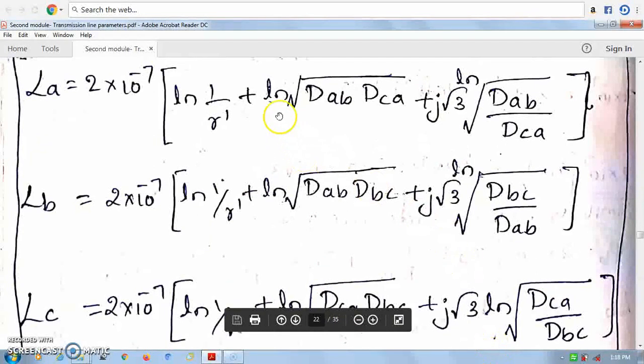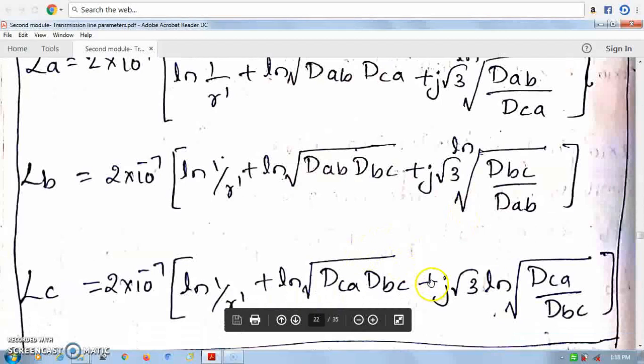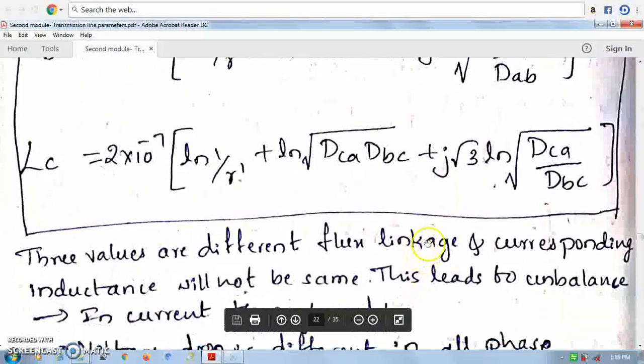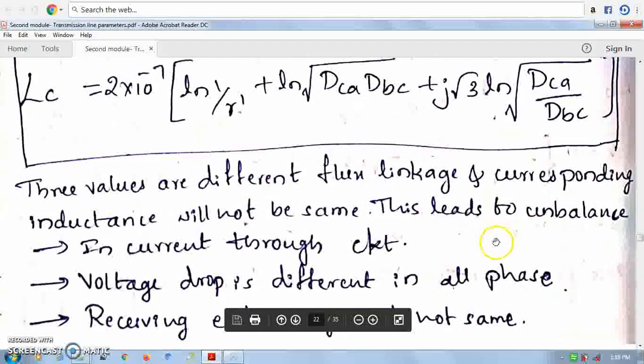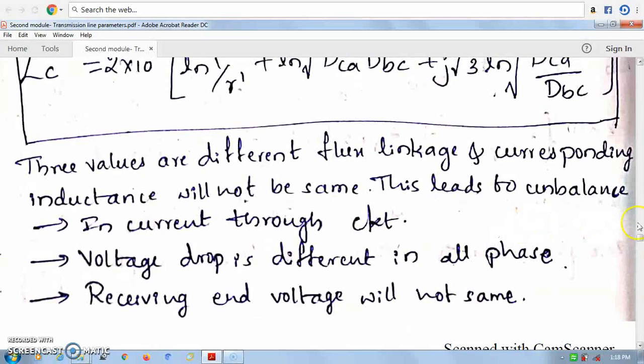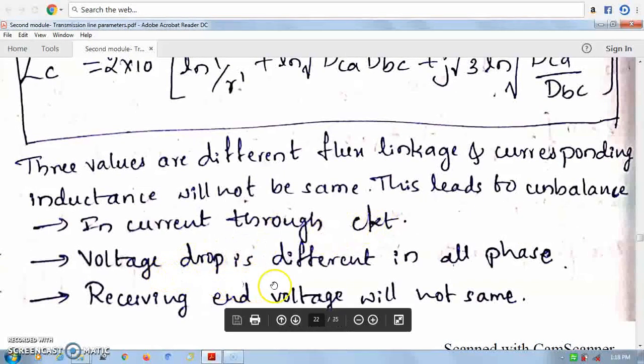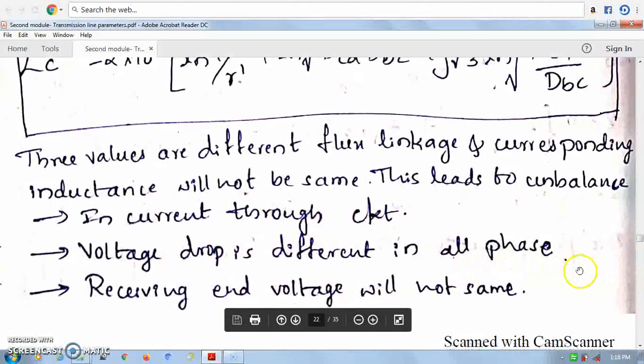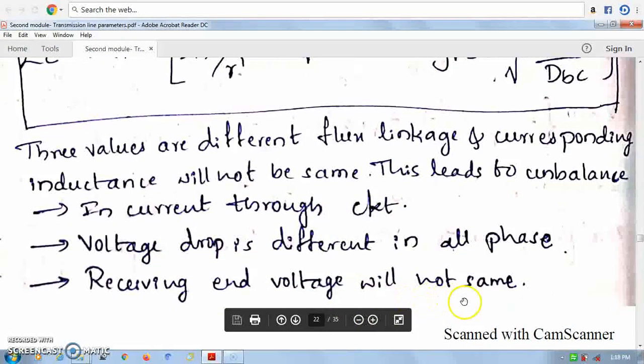See here, all three conductors have different equations and different distances. So these are not the same. These three values are different. Flux linkage and the corresponding inductance are also not the same. Therefore, this leads to unbalance in the current through the circuit. Voltage drop is different in all the phases. Receiving end voltage is also not the same. Right?